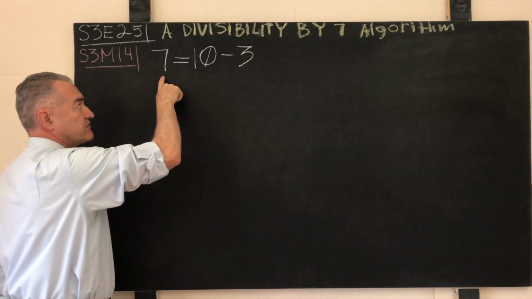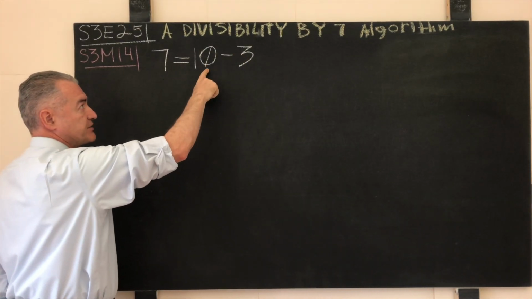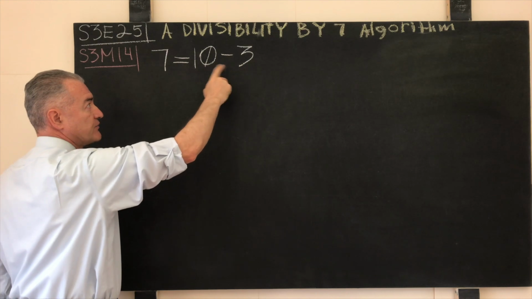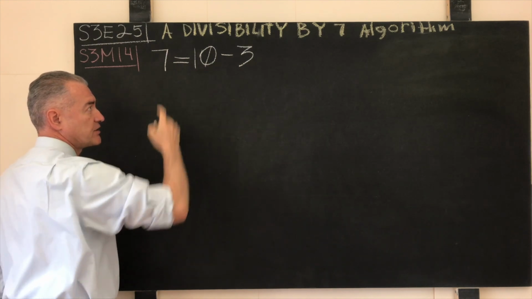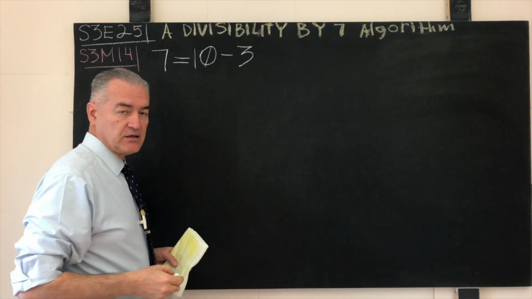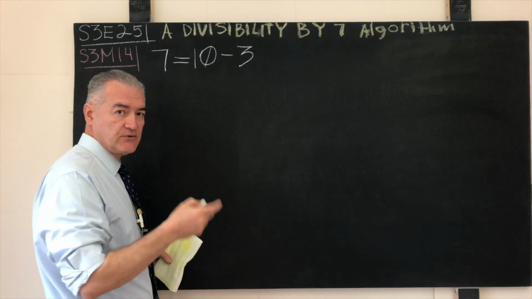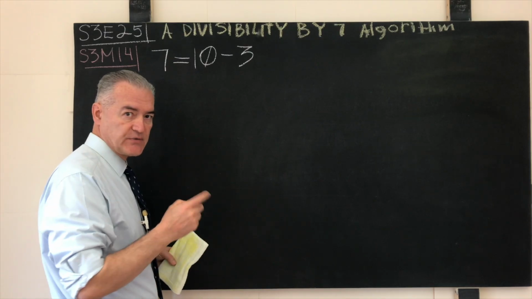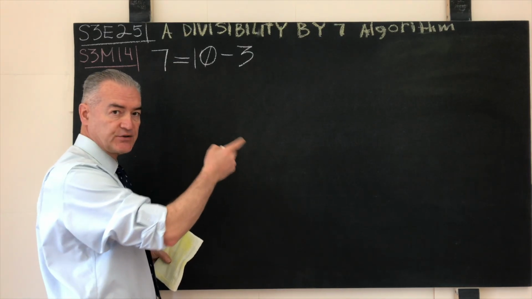So the number 7 is representable as 10 minus 3, as the difference between 10 and 3. And this observation is so important that I even carried it out into the thumbnail of this episode. If you care to look at the thumbnail of this episode, at the very top centered, you will see this particular observation.